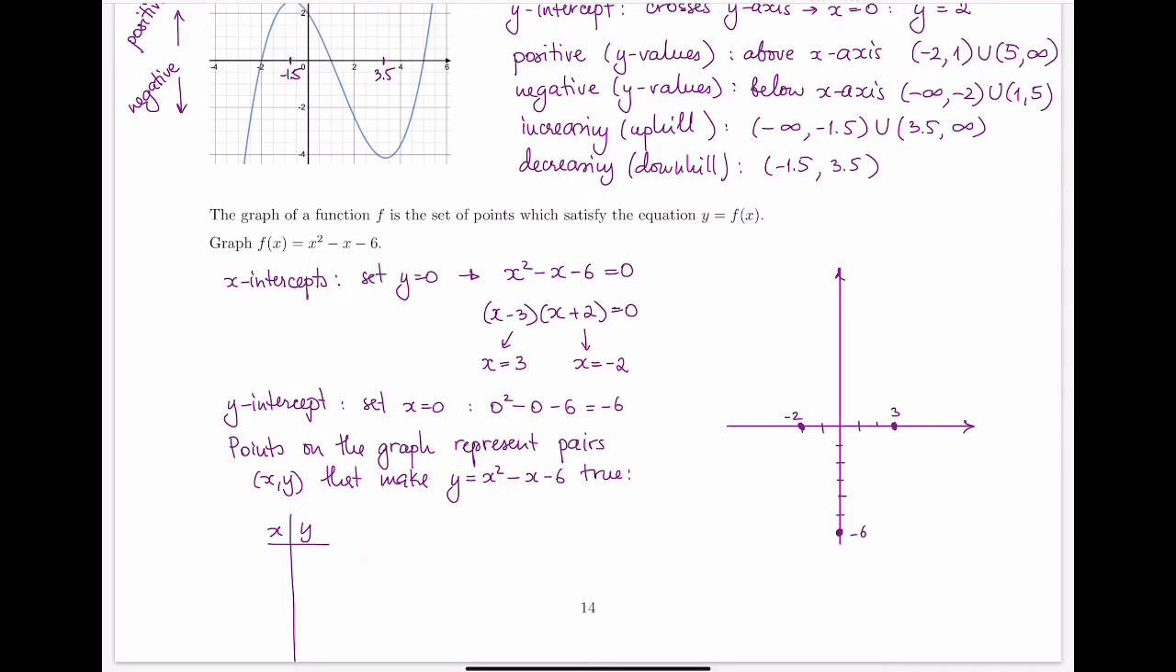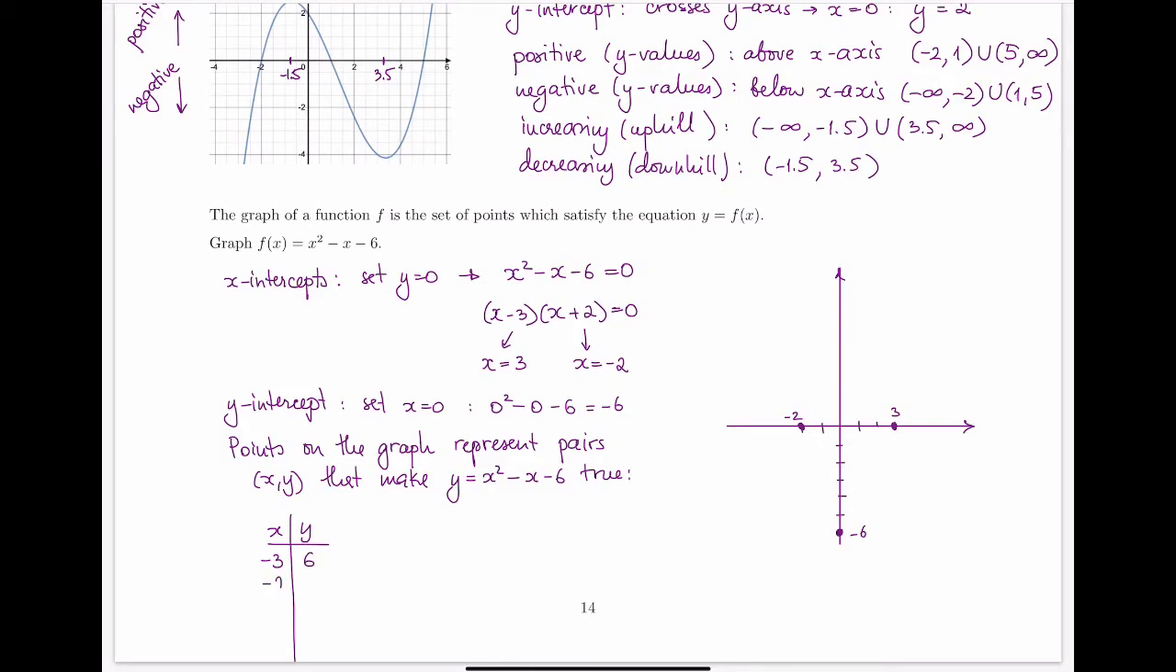Now, it is completely up to you how many points you're going to include in your table of values, but I strongly recommend coming up with a variety of points. So don't discriminate against negative numbers. Plug in some negative numbers to see what happens, right? So for example, let's plug in -3. If I plug in -3 into this equation, so -3 all squared minus -3 minus 6, doing the calculations, I'm going to get 6.